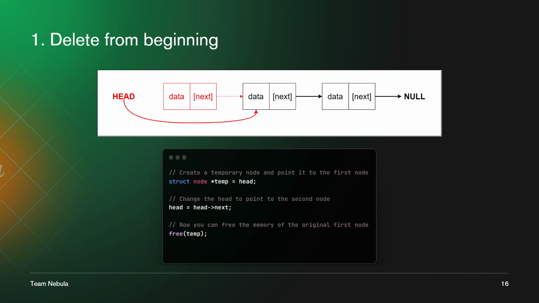Delete from beginning. This is similar to taking the first piece from a line of puzzle pieces. Here is how you can do it using code. In this C code segment, a pointer temp is initialized to the head of a linked list. The head pointer is then updated to point to the next node in the list. Finally, the temp pointer, which originally pointed to the old head, is freed using the free function. This sequence of operations is often used to remove the first node from a linked list.